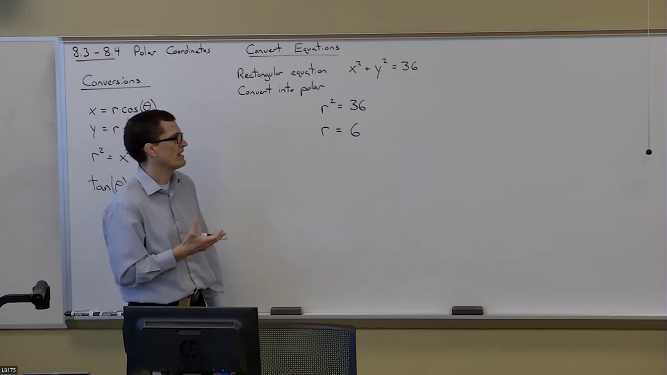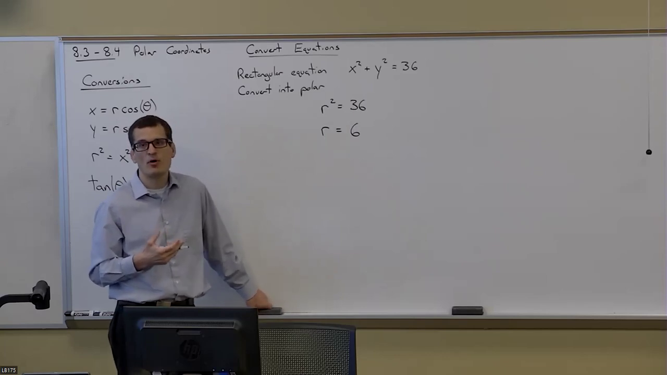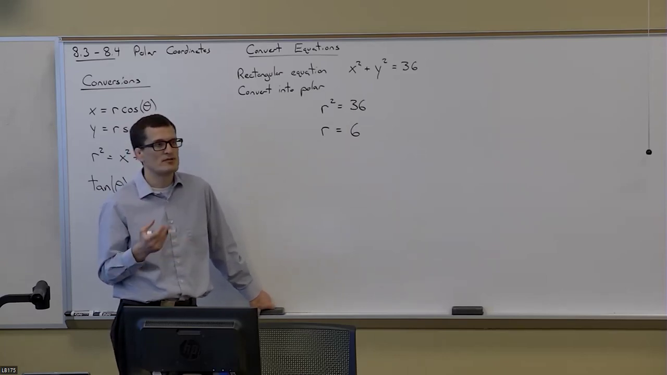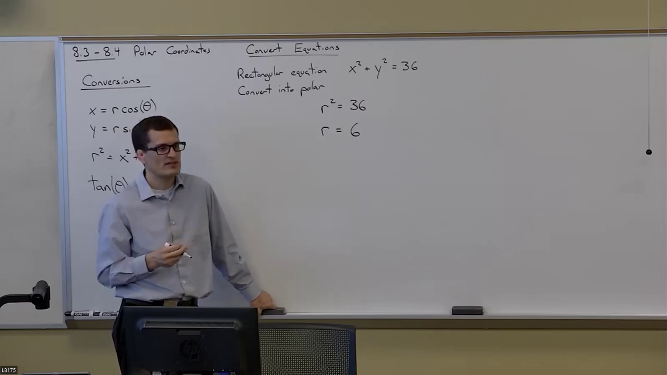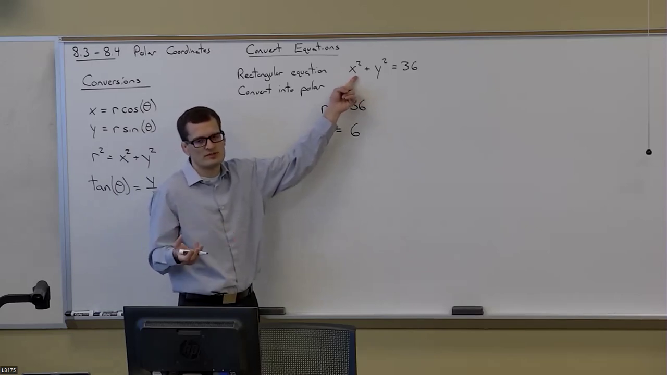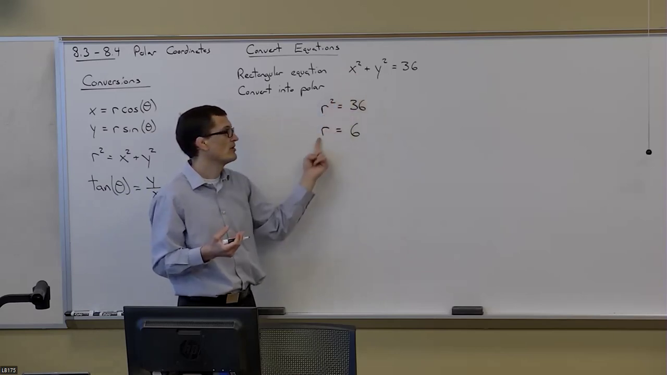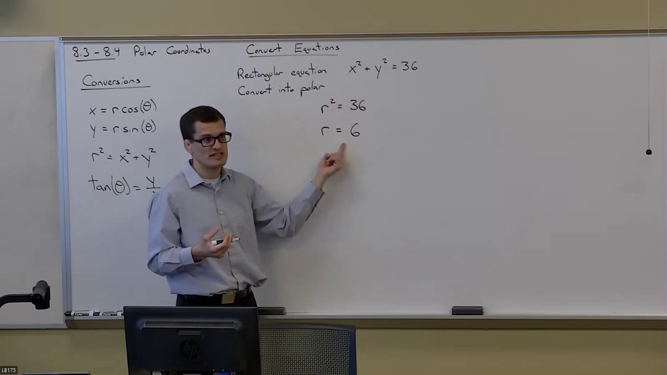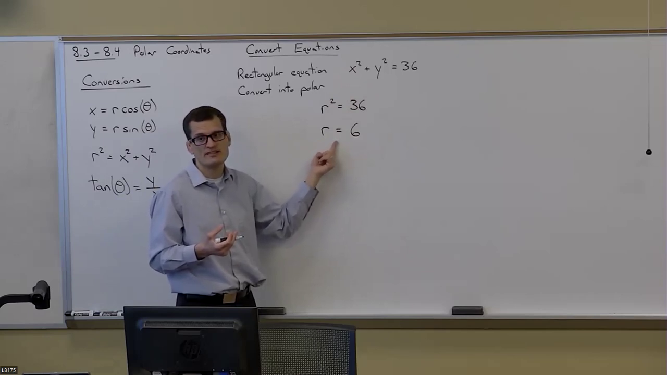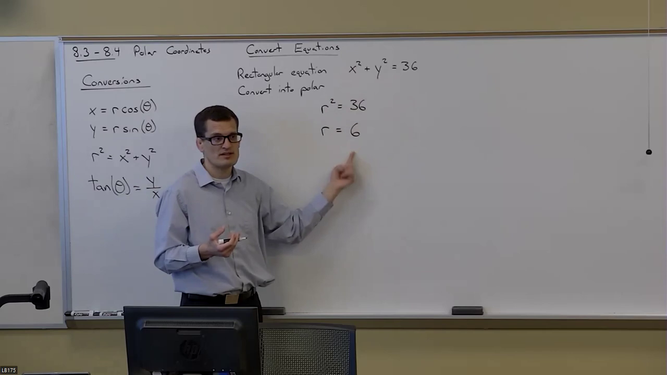This highlights why certain things in polar are nicer than in rectangular. This is a fairly complicated equation to deal with. It's just the equation of a circle centered at the origin. We've seen this before, but in polar, notice how easy it is. It's just r equals 6. And if you're algebraically dealing with this equation versus this equation, this one's easier to deal with.